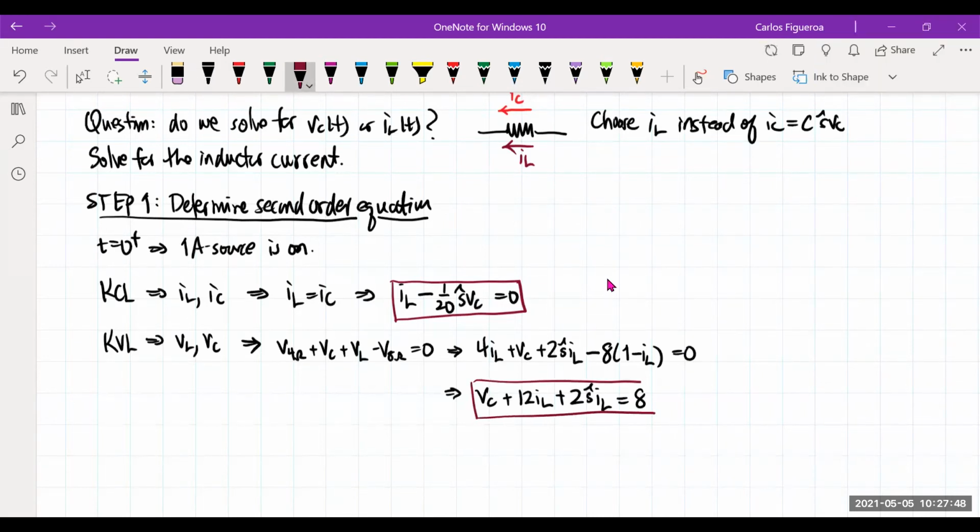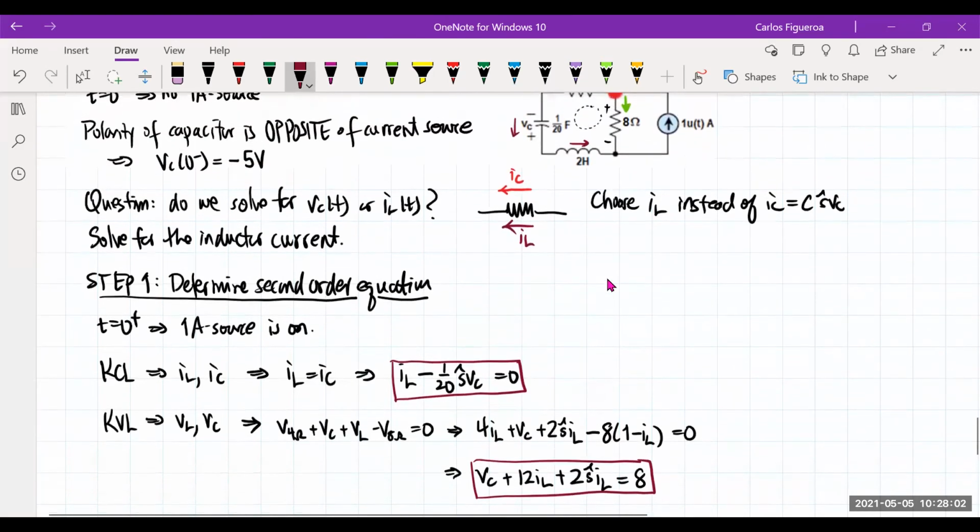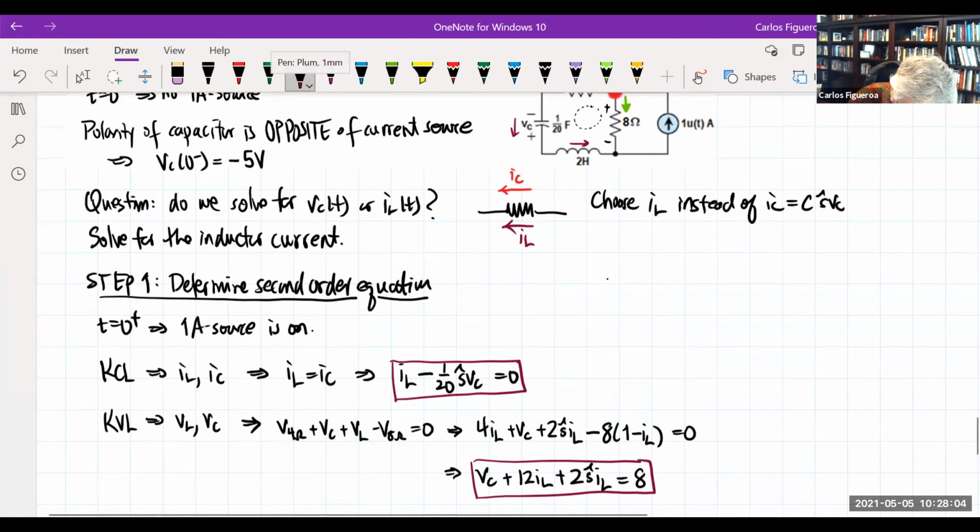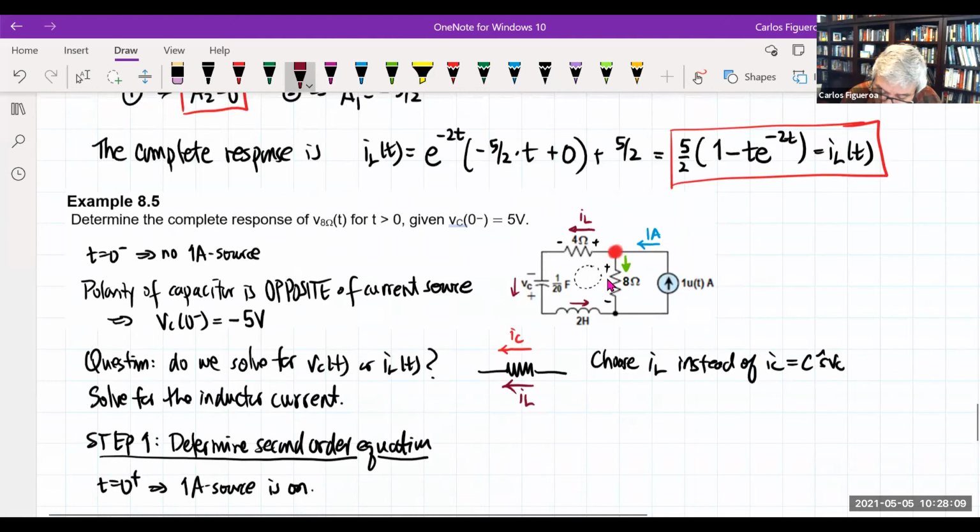Carlos, can I ask a quick question? Of course. In our KVL loop, we're calling VC to be positive only because we're already accounting for the fact that it's going to be a negative voltage? Well, at 0 plus, we have to agree that the current source is going to dominate the circuit. So the polarity of the cap, even though it may start off negative, is going to go in the positive direction. Okay. By the way, that's a subtle issue right there.